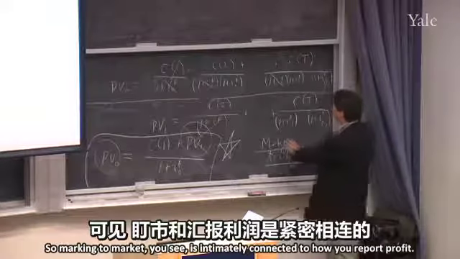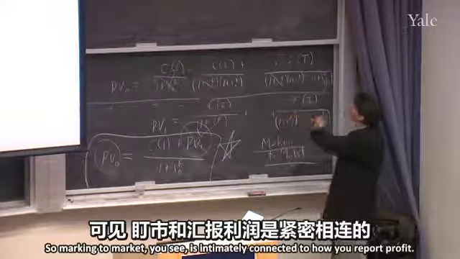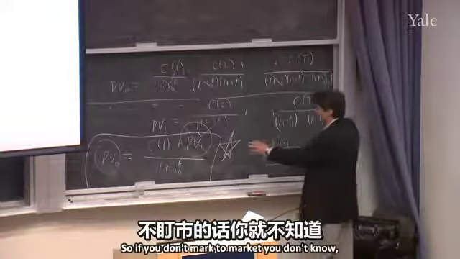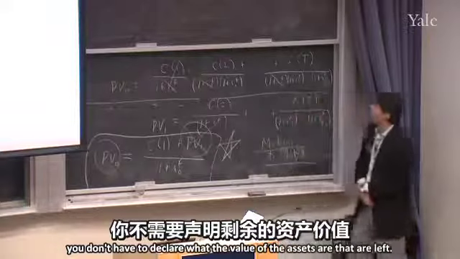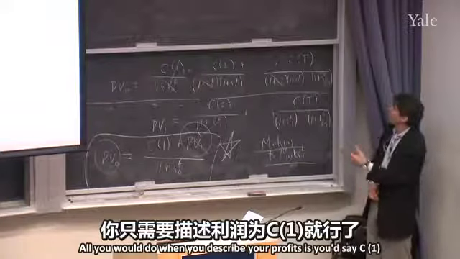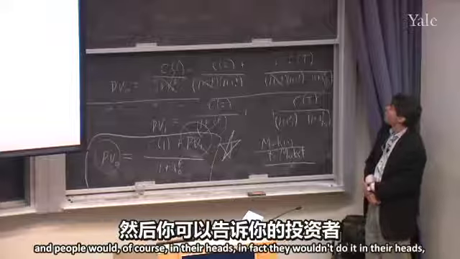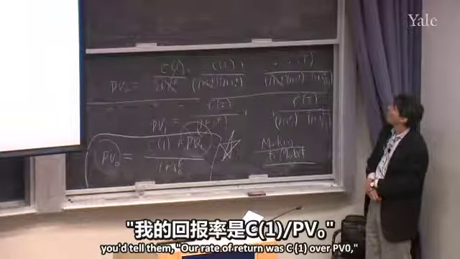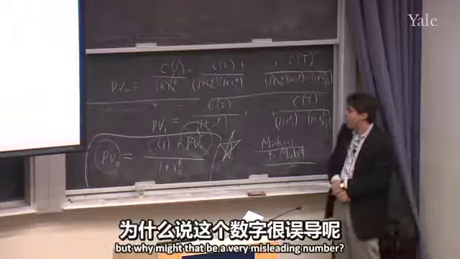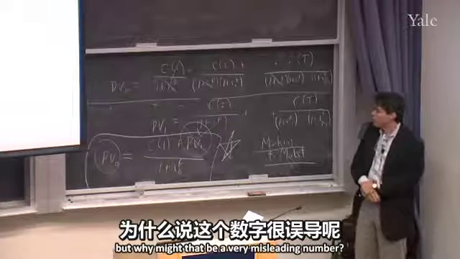So marking to market, you see, is intimately connected to how you report profit. If you don't mark to market, you don't have to declare what the value of the assets that are left is. All you would do when you describe your profits is say C1, and you'd tell people our rate of return was C1 over PV0. But why might that be a very misleading number?